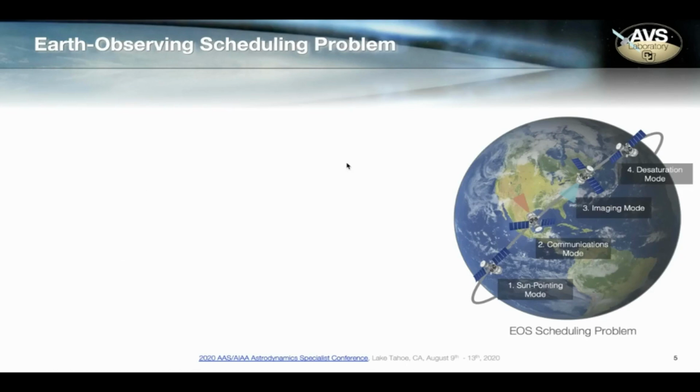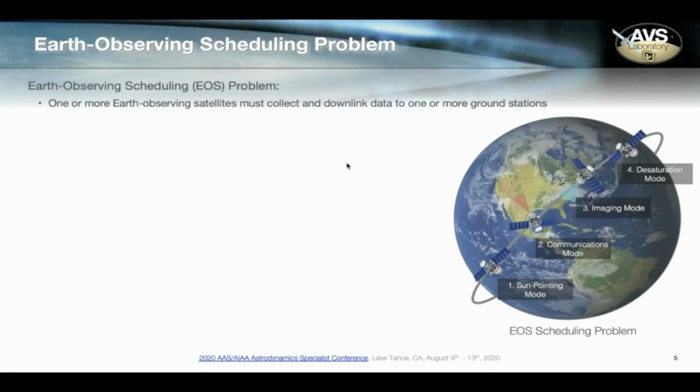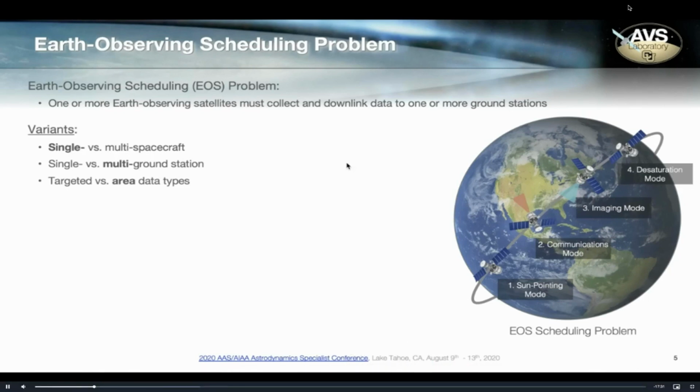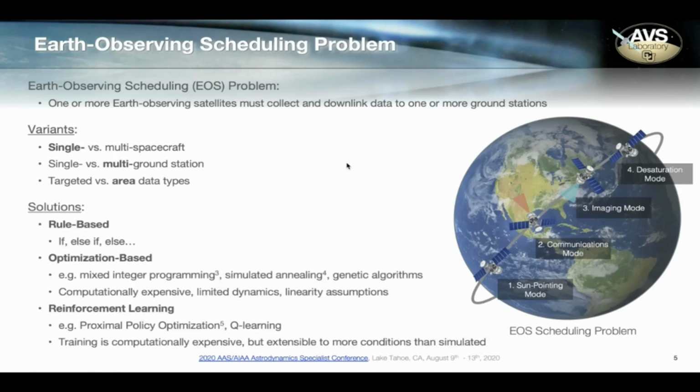Of particular interest to spacecraft autonomy is the Earth-observing scheduling problem, which has been studied extensively in literature. In the EOS problem, one or more Earth-observing satellites must collect and downlink data to one or more ground stations. There are several variants that exist: single versus multi-spacecraft, single versus multi-ground station, and targeted versus area data type variants. This research considers single spacecraft, multi-ground station, and area target data types. The spacecraft simply just needs to point the instrument down at the Earth to collect as much data as possible and is target agnostic.